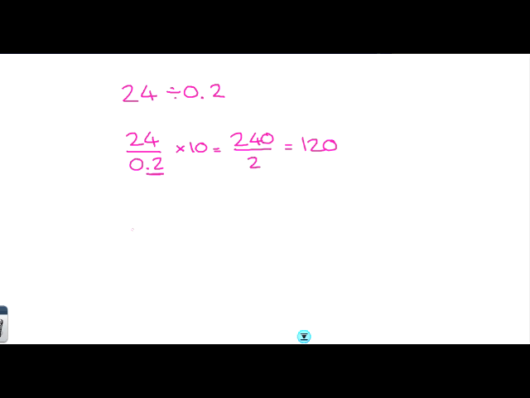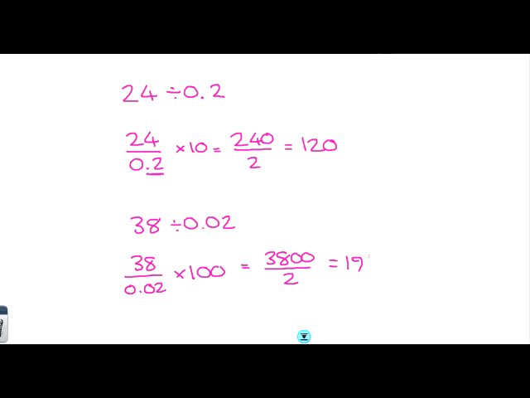And we can do the same. Let's do 38 divided by 0.02. Write it as a fraction. I'm going to have to times it by 100 this time to get rid of the decimal. So that's going to give me 3,800 over 2. Now if you struggle to do this, then just look at the non-zeros. What's 38 halved? Well, that's 19. So 3,800 halved would be 1,900.